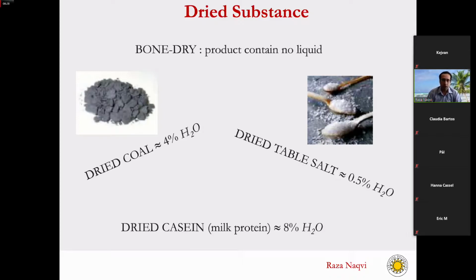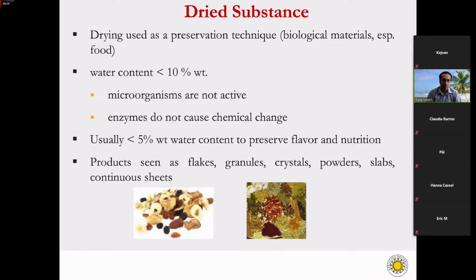Similarly, we also dry milk protein. They normally contain 8% of water. So in our daily life, we use many different types of dried products, dried food. And we have been using drying operations since centuries.